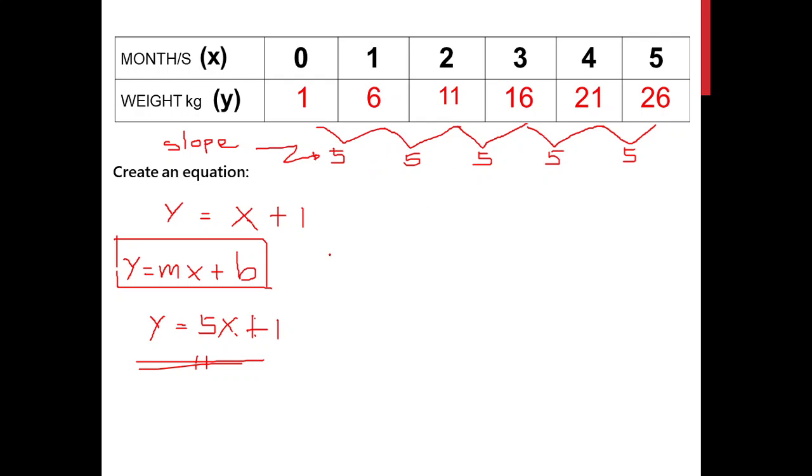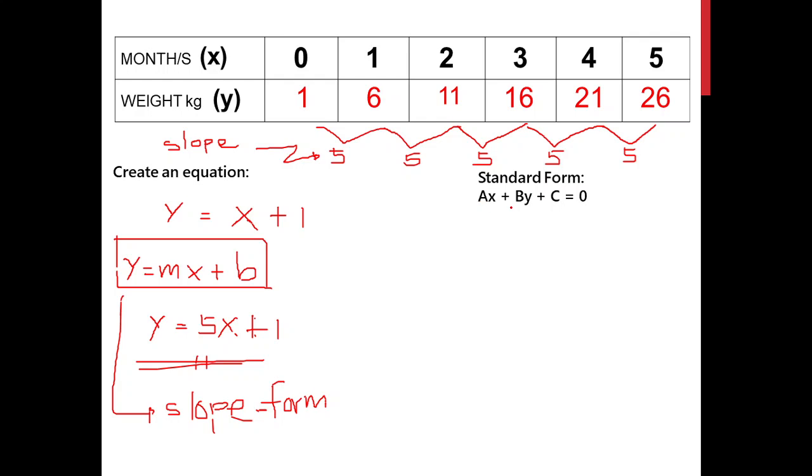Okay? Now, another problem here. How do we transform this one? Because this one is in its slope-intercept form, right? This equation is on its slope-intercept form. Now, how do we transform this slope-intercept form equation into the standard form ax plus by plus c equals to 0? Now, let's try to transform this one into the standard form. Let's write it here first. Y is equal to 5x plus 1.